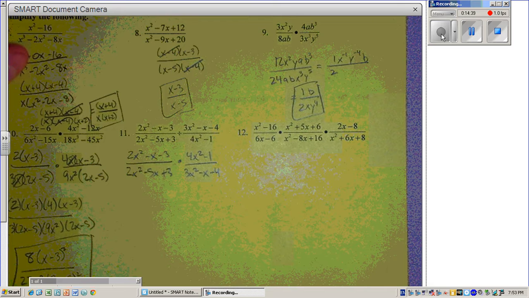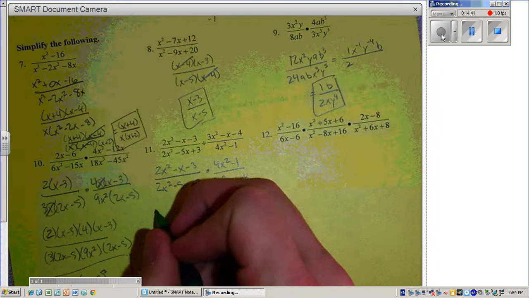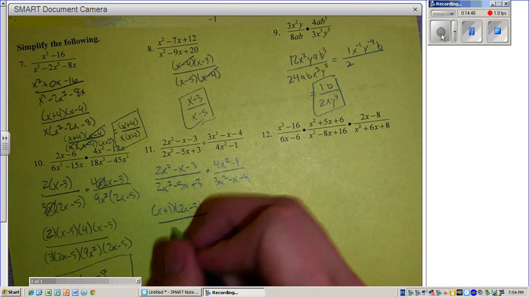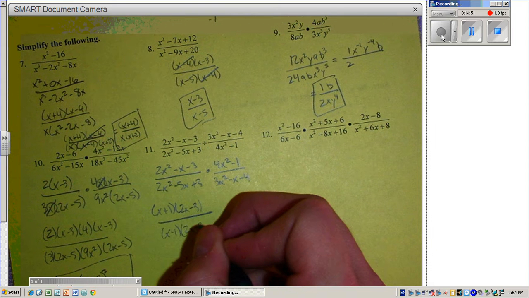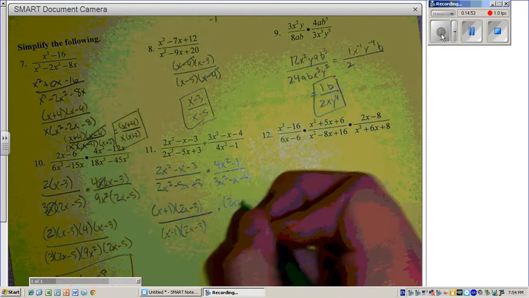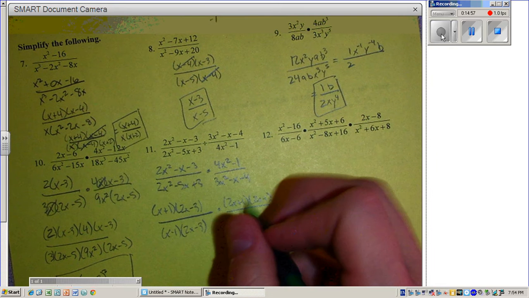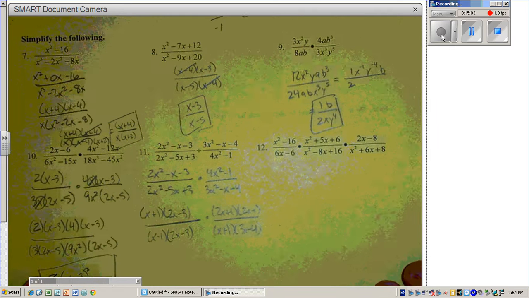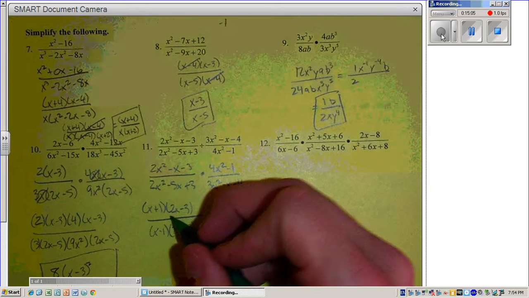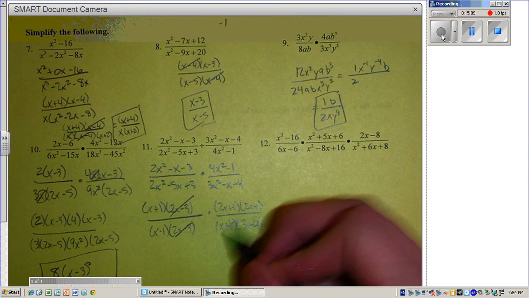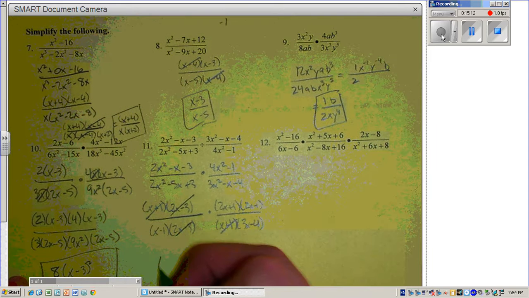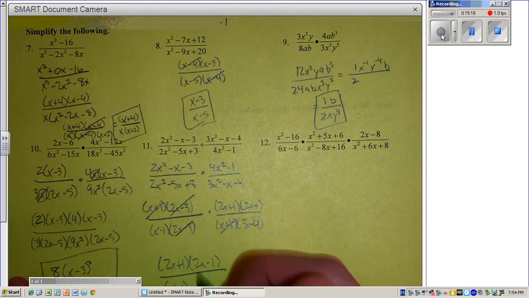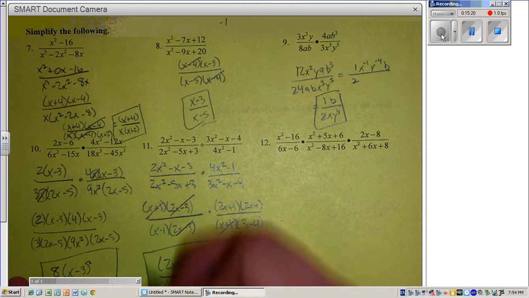Okay, so now I'm going to put those expressions in there. So I have x plus 1 times 2x minus 3 in the numerator over x minus 1 times 2x minus 3 times 2x plus 1 times 2x minus 1 over x plus 1 times 3x minus 4. Now I'm going to find commonalities. I see a 2x minus 3 and 2x minus 3, I see an x plus 1 and x plus 1. Now what I have left is 2x plus 1 times 2x minus 1 over x minus 1 times 3x minus 4. Okay.